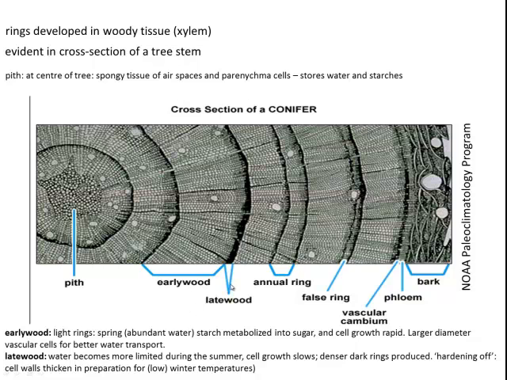As water becomes more limited during the summer, cell growth slows. You find that denser, darker rings are produced. The tree is undergoing, in this case, a phase of hardening off, and the cell walls will thicken in preparation for winter temperatures.